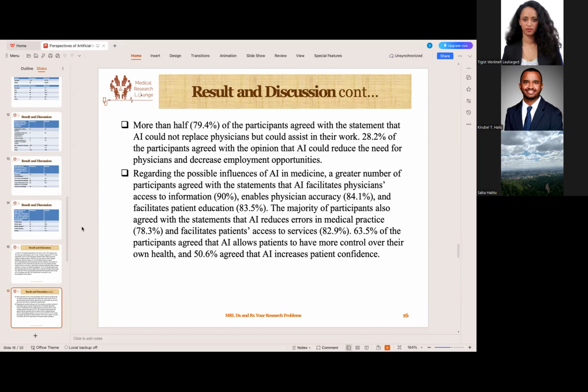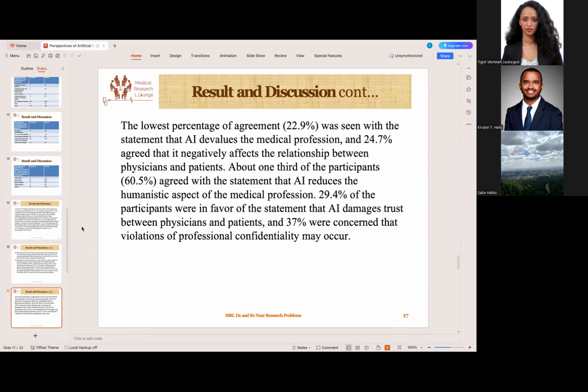And around 63.5% of the participants agreed that AI allows patients to have more control over their own health, and 50.6% agreed that AI increases patient confidence. The lowest percentage of agreement, around 22.9%, was seen with the statement that AI devalues the medical profession.